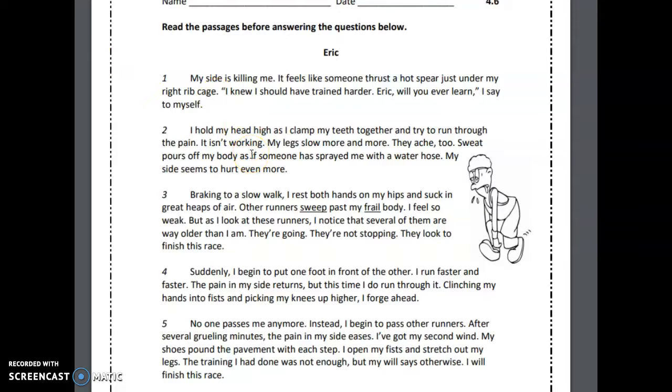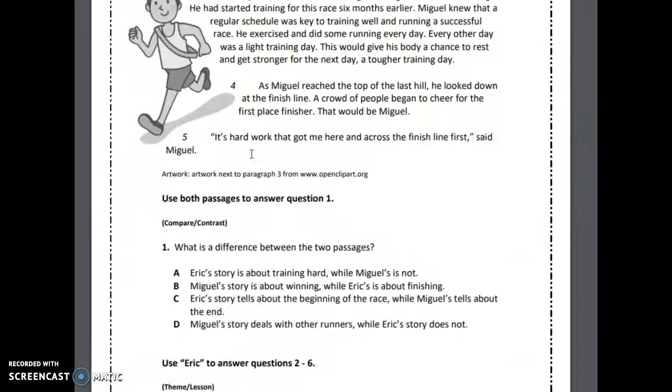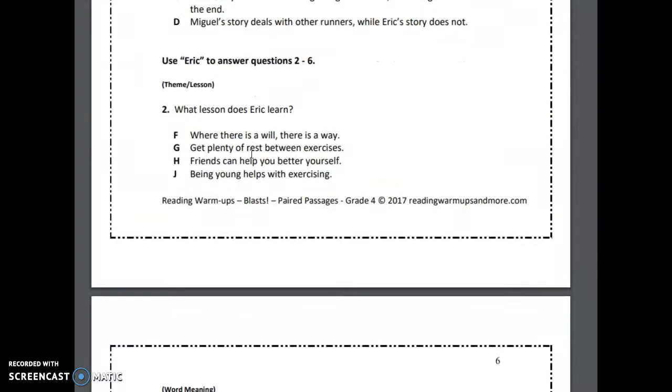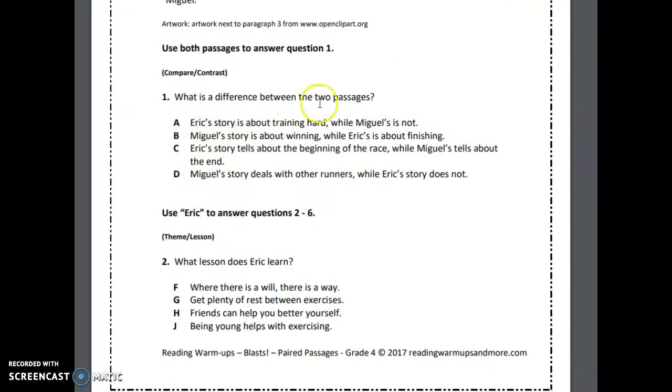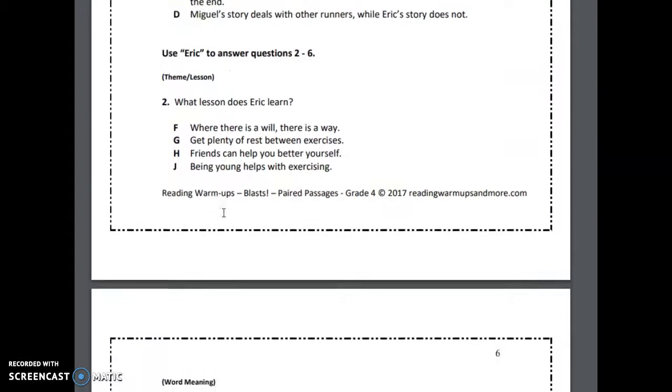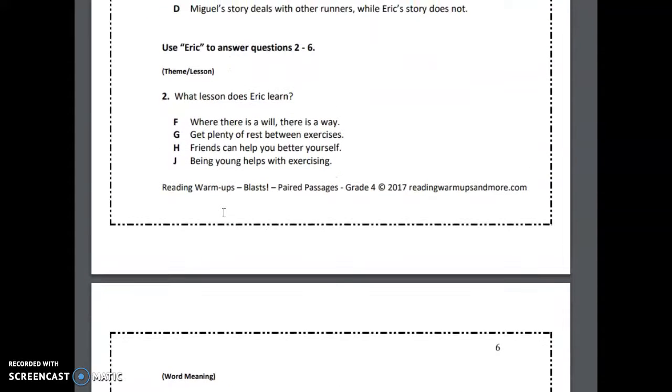So let's go and answer the questions for Eric. So number two, I skipped number one because this is for both passages. Number two, what lesson does Eric learn? F, where there is a will, there is a way. G, get plenty of rest between exercises. H, friends can help you better yourself. Or J, being young helps with exercising.